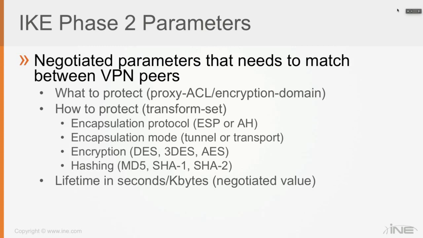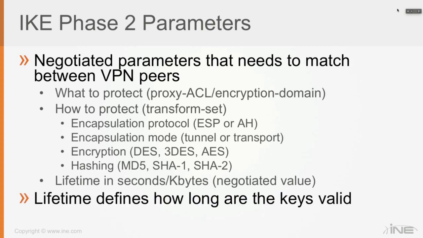If we use ESP or AH, what is the mode of encapsulation? Tunnel or transport. And then once the IPsec tunnel is up, once phase 2 is up, what encryption algorithm do we use to securely send traffic through the IPsec tunnel? DES, triple DES, or AES. Because we also want to provide integrity to the IPsec packets, we have to negotiate which algorithms we use to provide integrity to the packets being sent to the IPsec tunnel: MD5, SHA-1 or SHA-2. And of course, we also negotiate lifetime, which in phase 2 can be in seconds or kilobytes, and it's likewise a negotiated value between the VPN gateways.